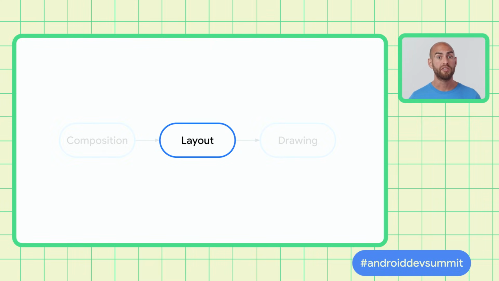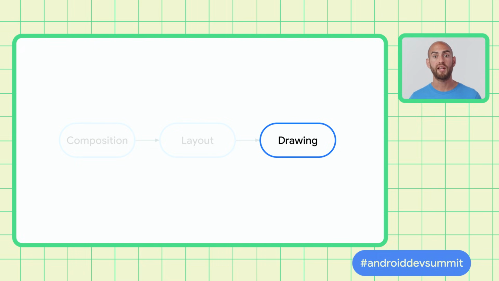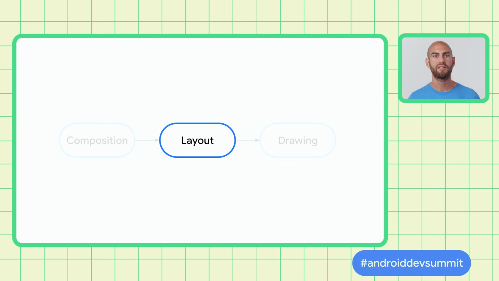In the layout stage, this tree is walked and each piece of UI is measured and placed on the screen in 2D space. That is, each node determines their width and height and XY coordinates. In the drawing stage, the UI tree is walked again and all elements render. Today, we want to deep dive into the layout stage and see how it works.